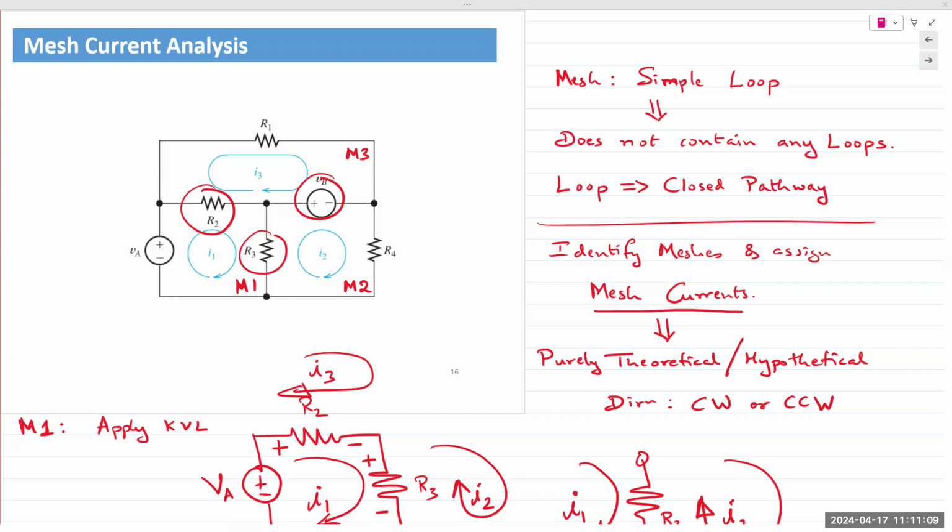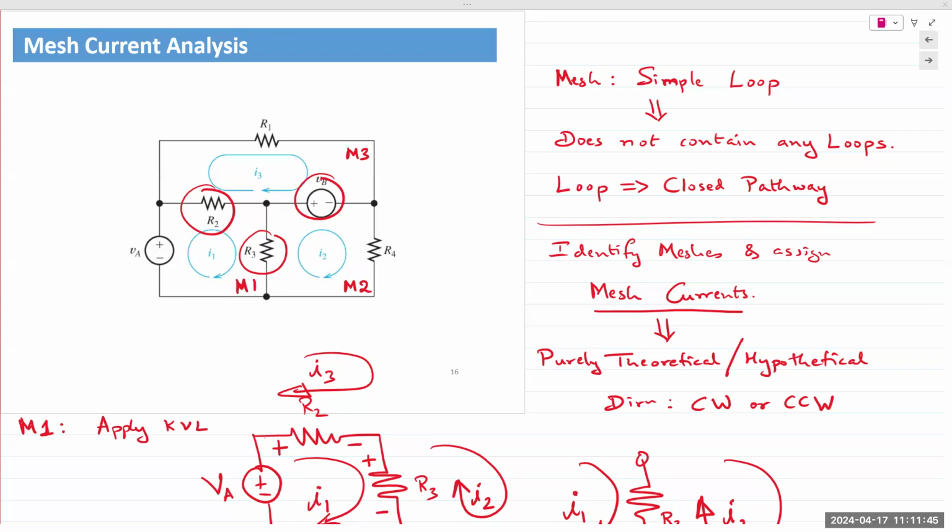Okay, so as I was saying, we generate equations in this technique by applying KVL. KVL means we are summing up voltages around a loop. The unknown variables in this technique are the mesh currents. The mesh currents are not real, they're hypothetical. We assign them at the beginning of our analysis and choose a direction for them. Then we write our KVL expressions and apply Ohm's law to express each voltage drop in terms of the mesh current itself.